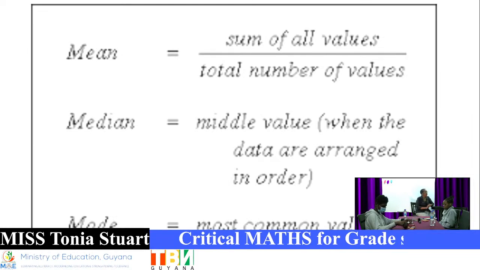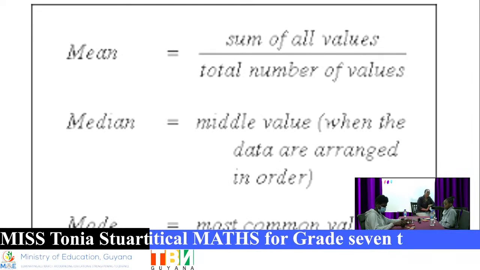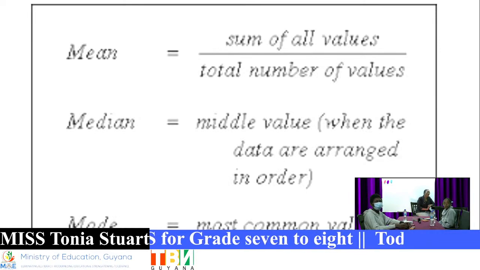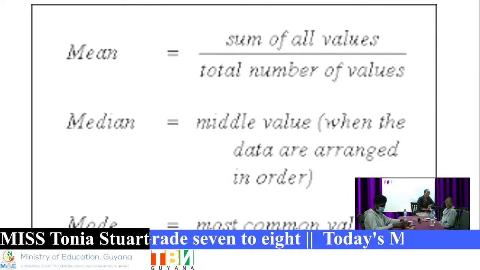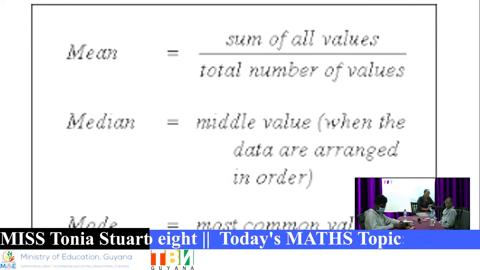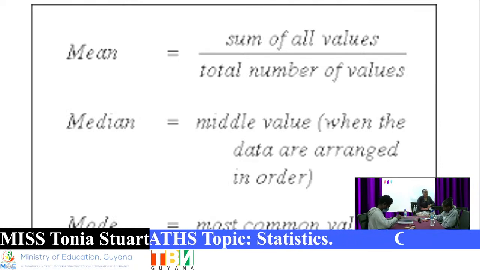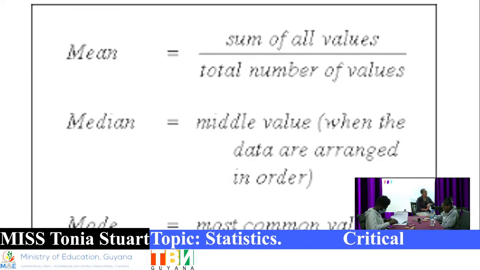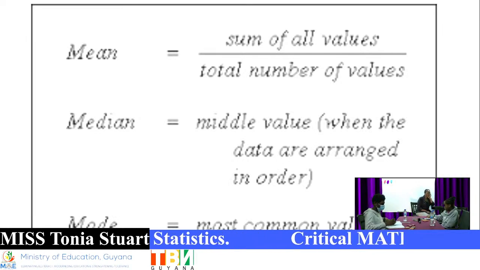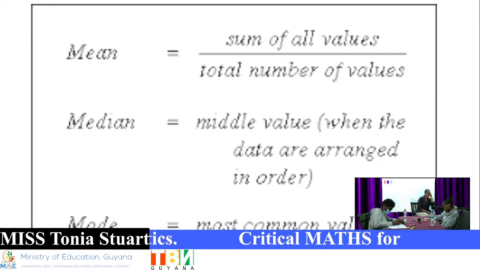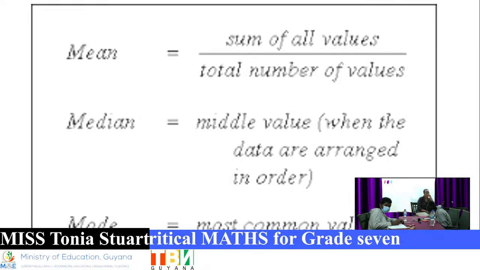So we have those 3. And the mean would be equal to the sum of all the values over the total number of values. Now I would like you to copy those 3, because when we go to the other part, we're going to be using them. So the mean equals the sum of all the values over the total number of values.